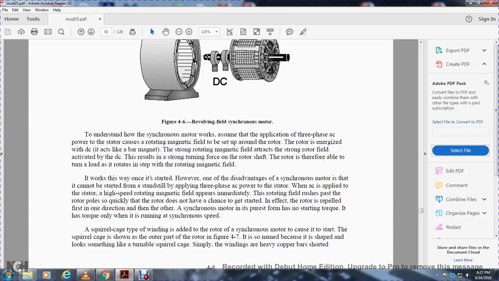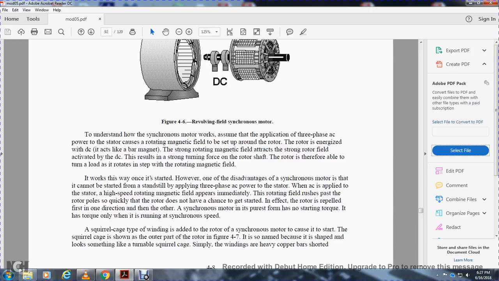To understand how a synchronous motor works, assume the application of three-phase AC power is such that it causes a rotating magnetic field to be set up around the rotor. The rotor is energized with DC. It acts like a bar magnet, and the rotating magnetic field of the stator is locked with the rotor field activated by the DC. The result is a strong force turning the rotor shaft. The rotor is thereby able to turn the load, rotating in step with the rotating magnetic field.